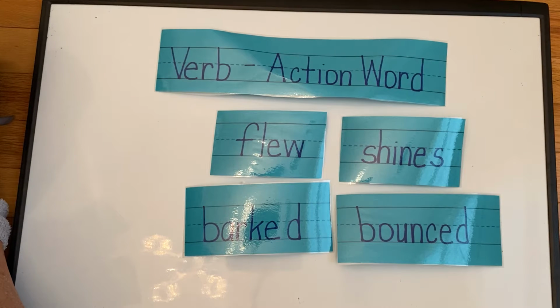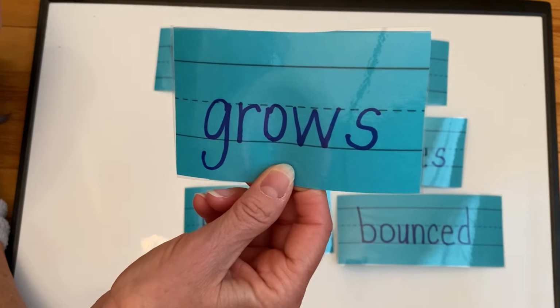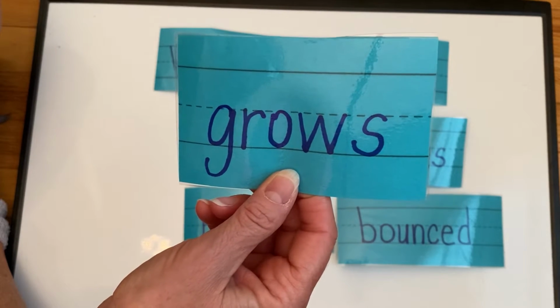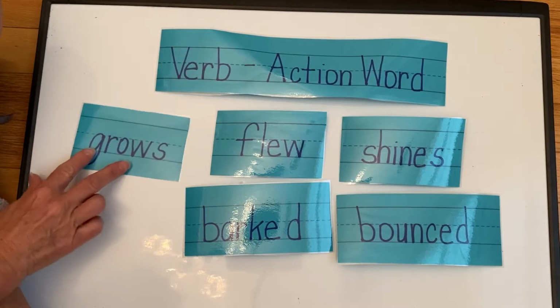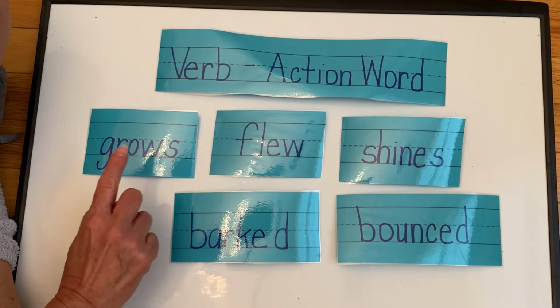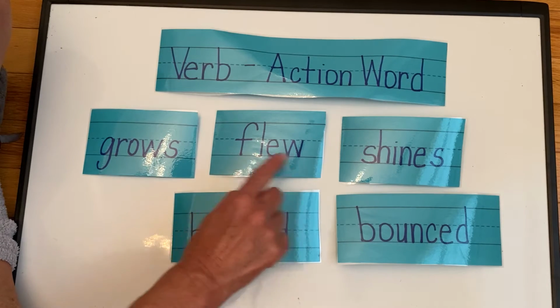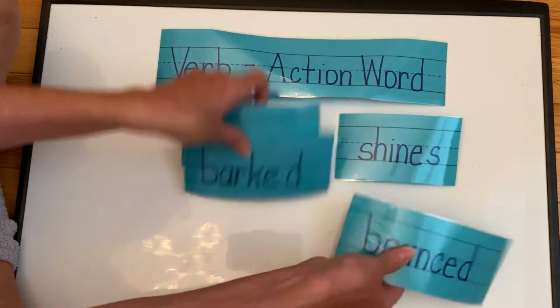And let's do one more. Ooh, I like this one. Grows. The flower grows quickly in the summer. So the word grows is going to be an example of a verb. Our action words. Let's read those together. Grows, flew, shines, barked, and bounced. So anytime a word shows action, we know that it is a verb.